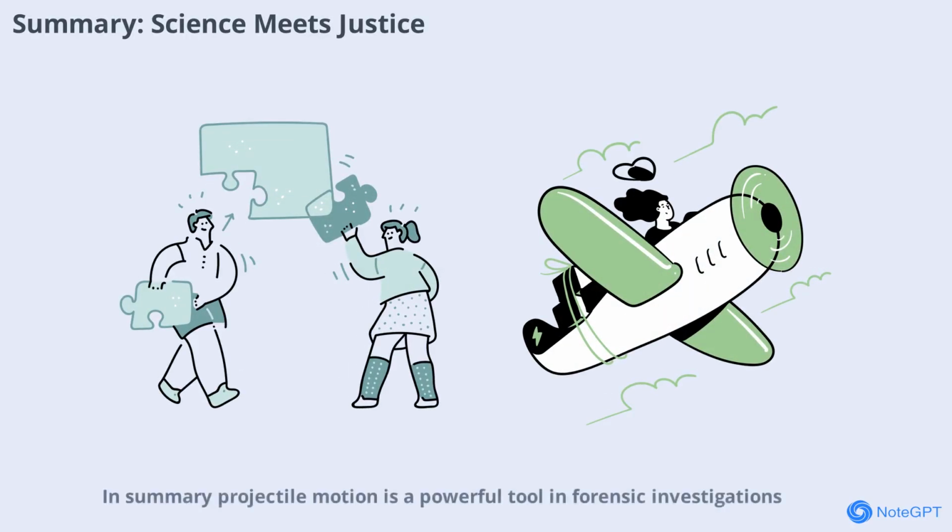In summary, projectile motion is a powerful tool in forensic investigations. By applying physics to real-world scenarios, experts can reconstruct events, verify stories, and support the pursuit of justice. The combination of scientific rigor and ethical responsibility makes forensic analysis a cornerstone of modern law enforcement.